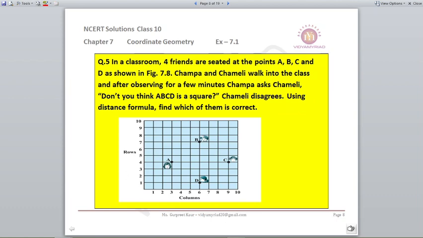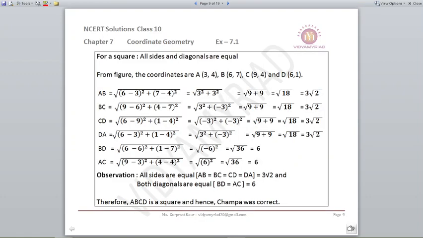In a classroom, four friends are seated at points A, B, C and D in the following figure. Champa and Chameli walk into the class and after observing for a few minutes, Champa asks Chameli, "Don't you think ABCD is a square?" Chameli disagrees. Using distance formula, find which of them is correct. So ABCD are the points given in the graph. So we will be using this to find out whether it is a square or not. The property for a square is all the sides are equal and diagonals are equal.